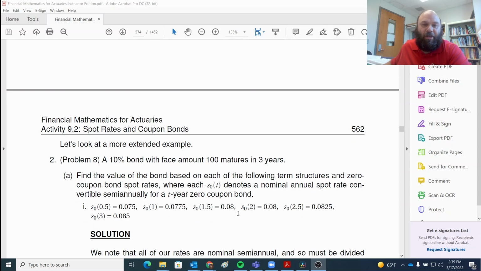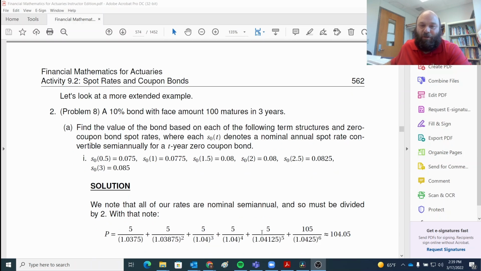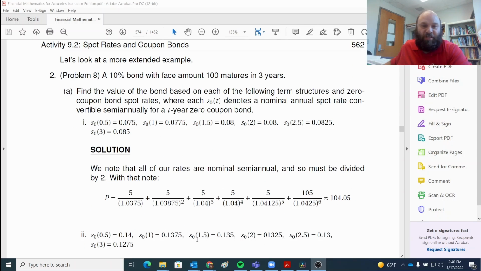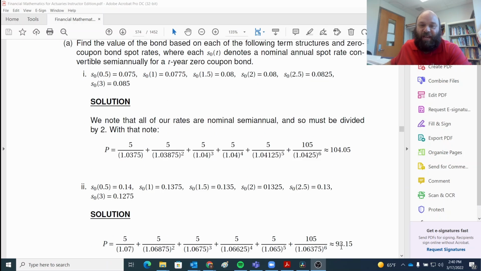So with this normal yield curve, we get a price of 104.05. The next yield curve you might notice is inverted. With the inverted yield curve, we get 93.15. So the price of the bond is higher with the normal yield curve than it is with the inverted yield curve. And one is a premium and the other is a discount.